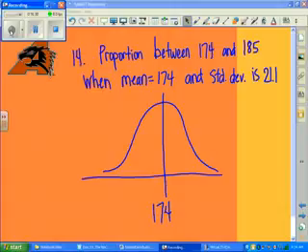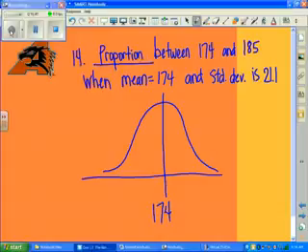Okay, so let's talk about number 14. We want to find the proportion between. Okay, so that's saying we want to know how much area is between 174 and 185 when we don't have a standard normal curve and our mean is 174. Well, in order to do that, we have to know where these items fall and what their z-score is.